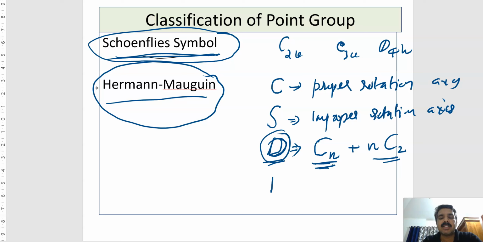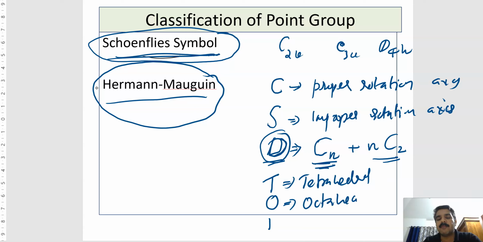Okay, then the symbols like T, O, I, etc. T is used in the case of tetrahedral molecules or tetrahedral point group. O is used in the case of octahedral molecules. I is used in the case of icosahedral molecules.